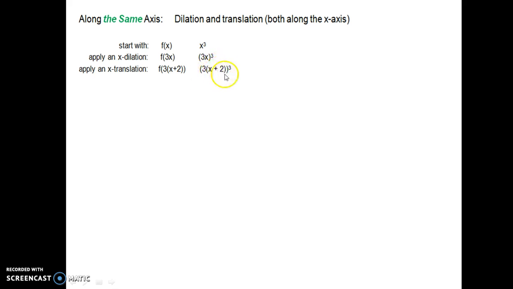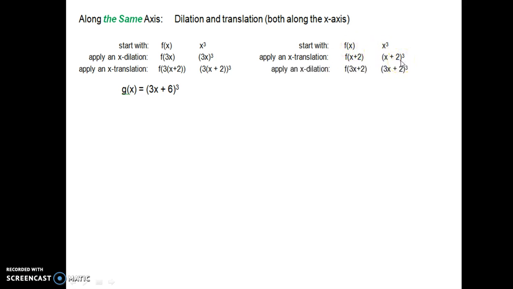So again here, the key is the parentheses. We're replacing that x with this translation, so it replaces it and you have parentheses there. And that then multiplies into 3x and 3 times 2, which is 6 right here. Let's do the reverse order of that. So we begin with the translation this time. So x plus 2 replaces that x.